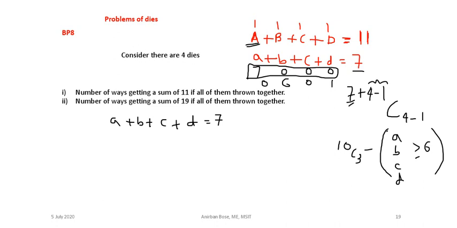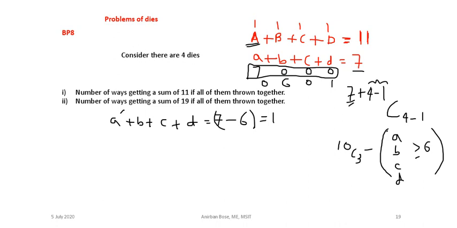So small a, b, c, d cannot be greater than 6 or even equal to 6. So at least one of them equal to 6, that is the case we want to handle. Let us consider A is 6. If A is 6, then you make it 7 minus 6, which is equal to 1, and put this as A prime. That means now we are considering A prime plus B plus C plus D is equal to 1.